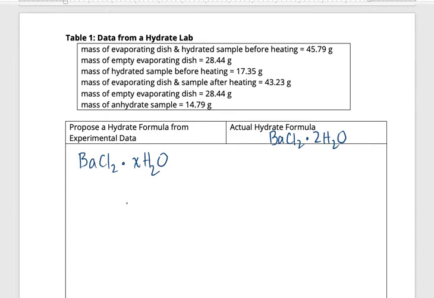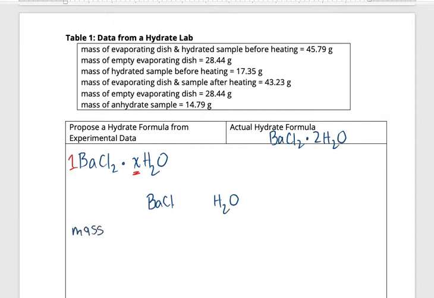In order to do this, it's similar to what you did with the empirical formula. You're trying to find the ratio between all the elements, but in this case, we're going to find the ratio between barium chloride, one of these, to how many waters. So we can set it up the same way. We're going to go 1 barium chloride, and we don't know how many waters, so let's do that. What do we know? Let's take our mass information first.